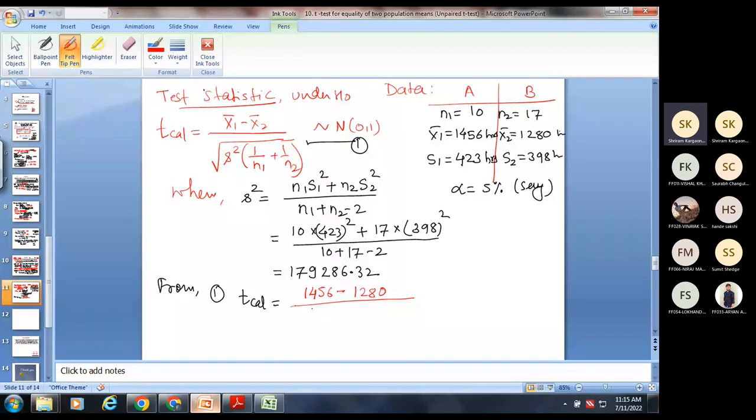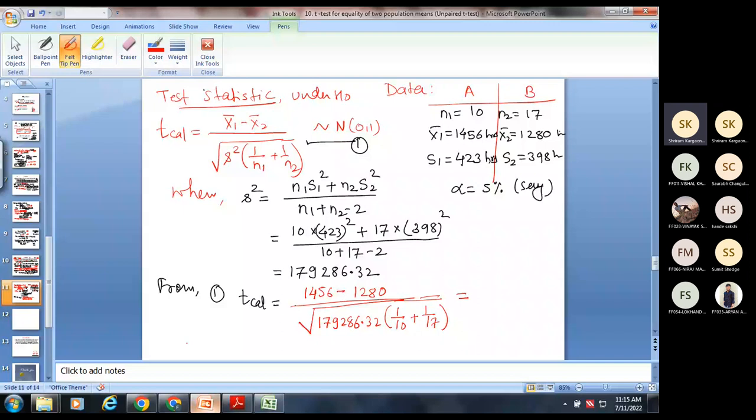Now we have already written 179.286. Do the calculation very carefully. 1 upon N1, which means 10, plus 1 upon N2. What is N2? 17, the second sample size. I write it directly here, but you have to do this carefully.